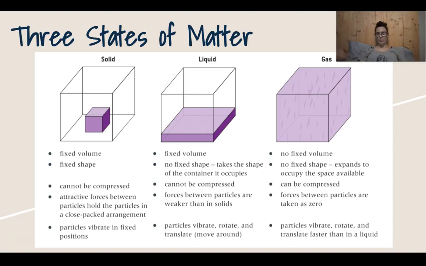Then the fourth state of matter, plasma, is when the matter has so much energy that the gas actually becomes ionized. So the electrons escape from the atom, and then that gas actually carries a charge, so that's plasma.